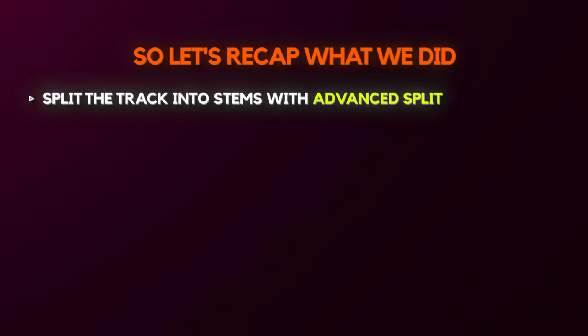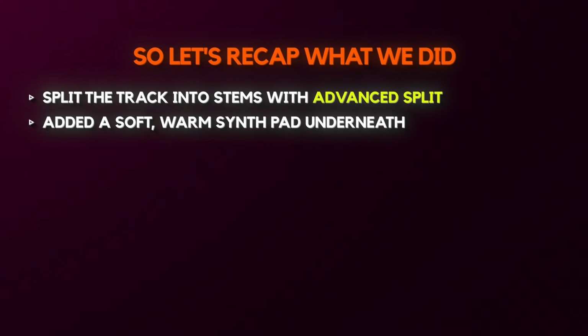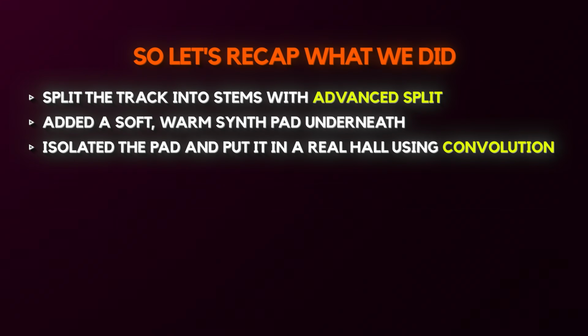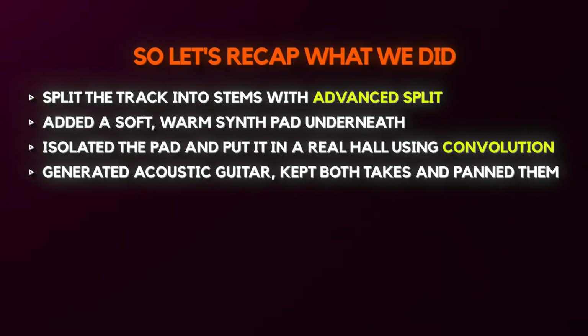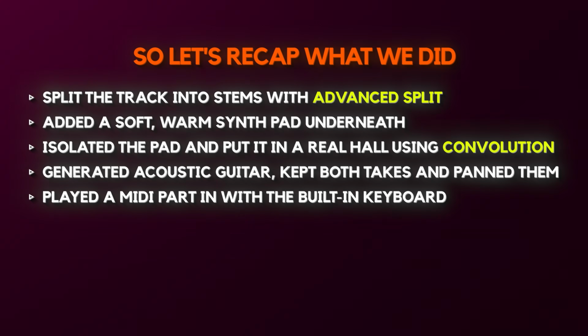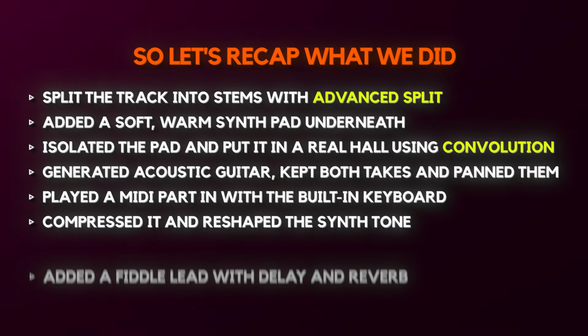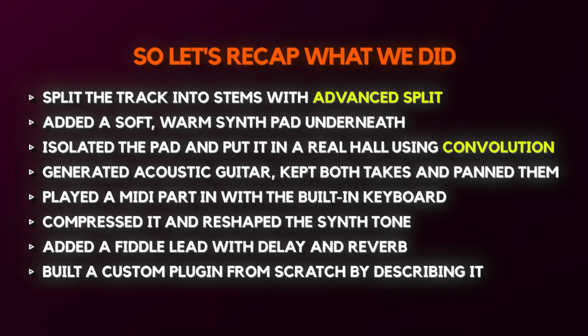So let's recap what we did. Split the track into stems with advanced split, choosing exactly which instruments to pull. Added a soft, warm synth pad underneath. Isolated the middle of that pad and put it in a real hall using convolution. Generated acoustic guitar and kept both takes, panned wide for size. Played a MIDI part in with the built-in keyboard and arranged it. Compressed it and reshaped the synth tone. Added a fiddle lead with delay and reverb. And built a custom plugin from scratch by describing it.